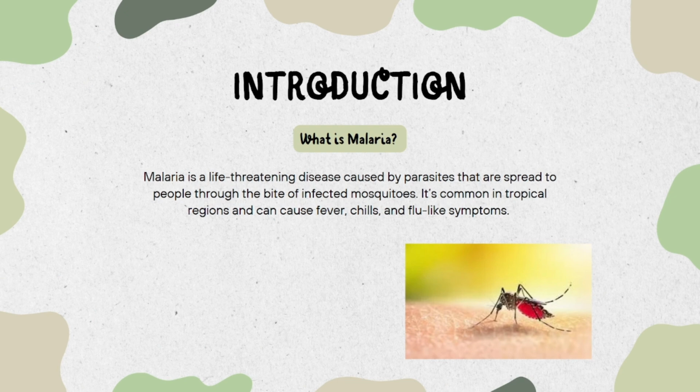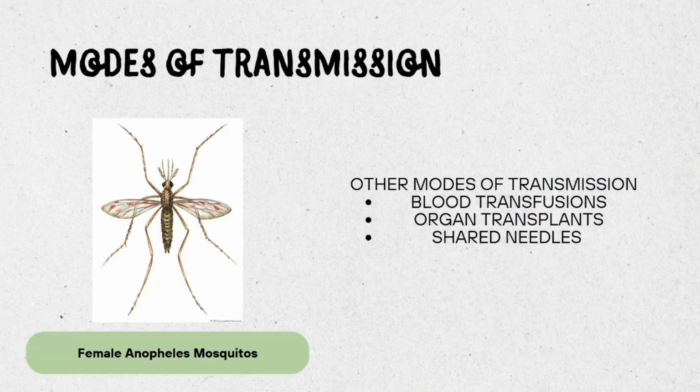Well, to begin, what is malaria? Malaria is a life-threatening disease caused by parasites that are spread to people through the bite of infected mosquitoes. It's common in tropical regions and can cause fever, chills, and flu-like symptoms. The primary mode of transmission for malaria is the bites of female Anopheles mosquitoes. However, less commonly, other modes of transmission include blood transfusions, organ transplants, and shared needles.